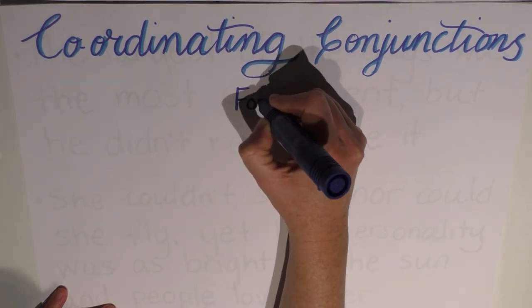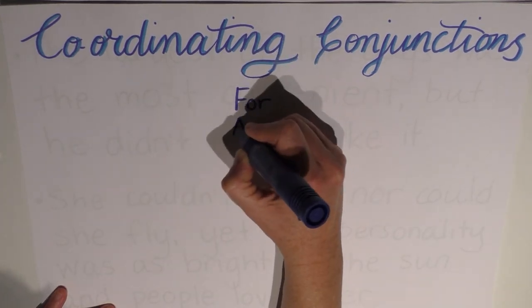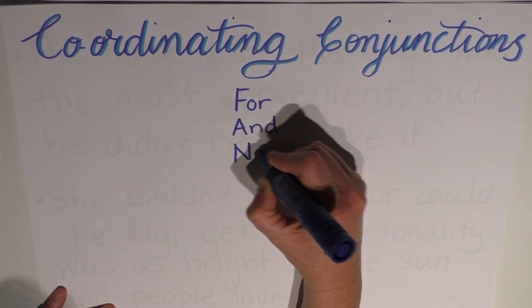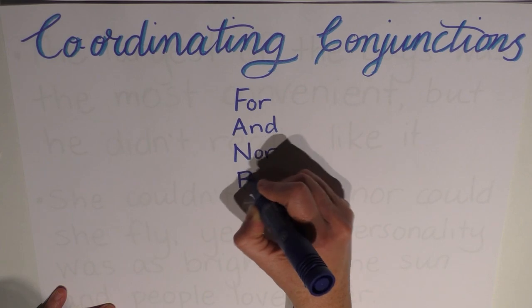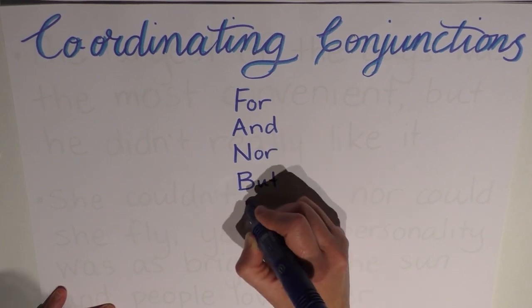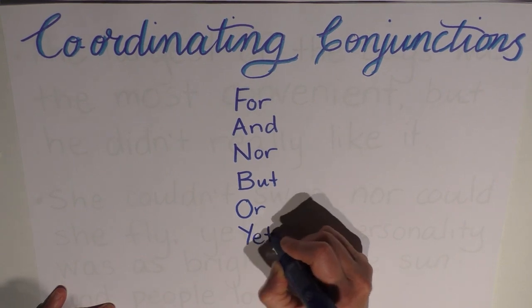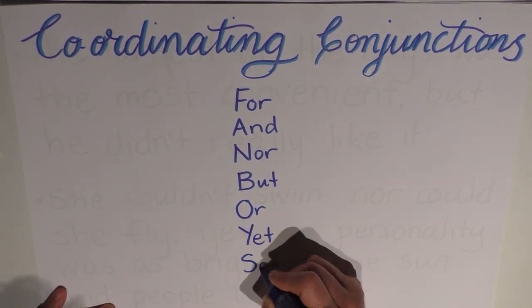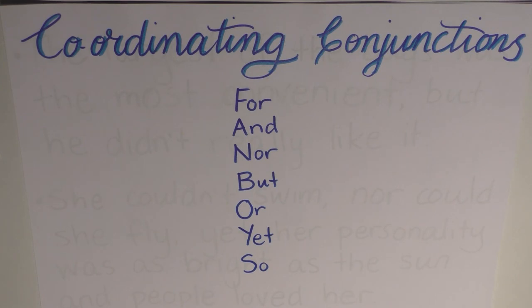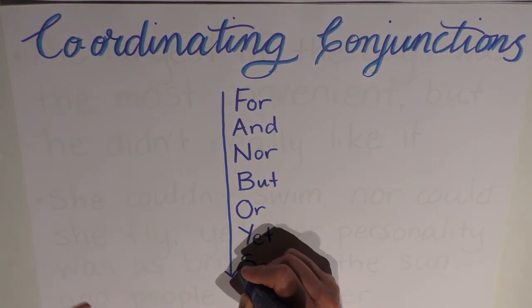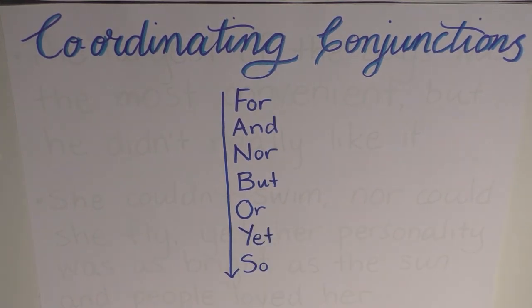for, and, nor, but, or, yet, and so. Now these make the acronym, when put together, looking down here, FANBOYS. And it's a great way to remember what our coordinating conjunctions are.